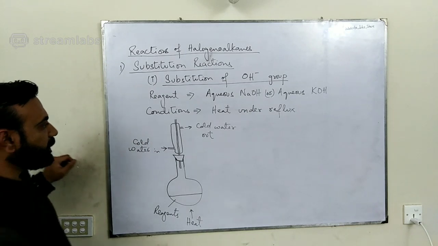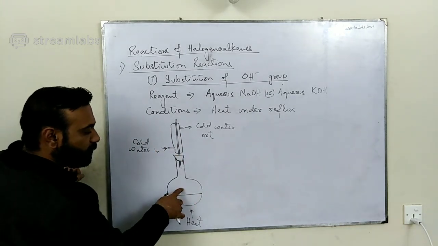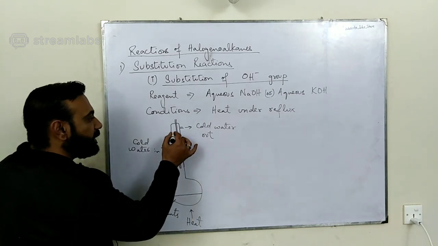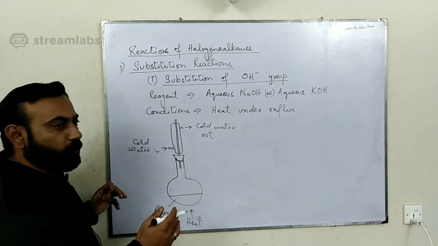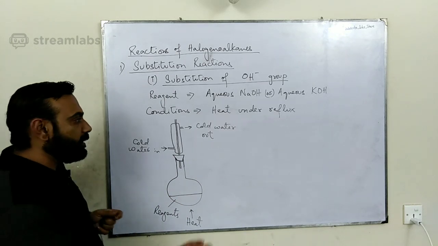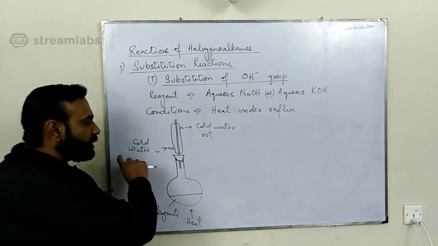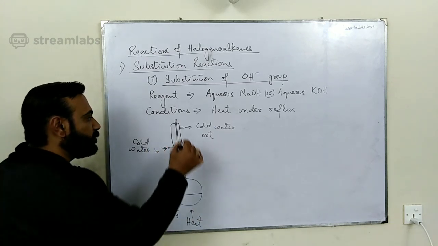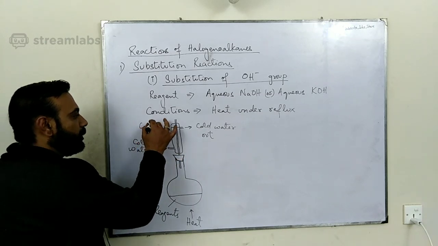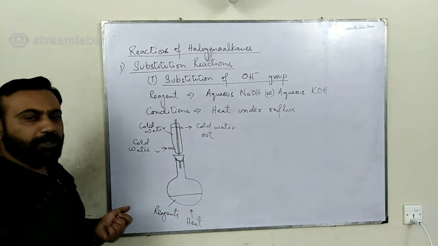Now this condenser has two tubes. One is the inner tube, which is connected to the reaction mixture, the reaction chamber, and there is an outer tube which is filled with cold water. At the bottom opening there is an inlet for cold water, and at the top there is an outlet for cold water. That means cold water is continuously running through this condenser, continuously filled up to this mark. What does that do? It reduces the temperature of the inner tube.